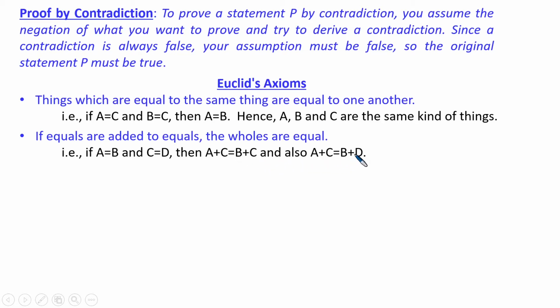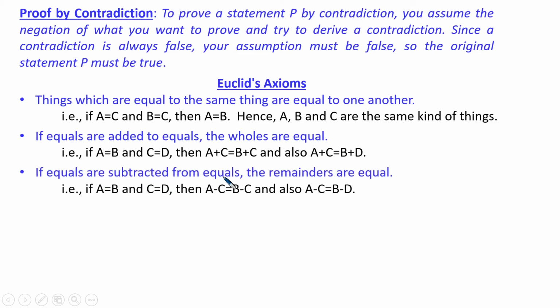And also a plus c is equal to b plus d, or a plus d is equal to b plus d, because these are all equal. Because d is equal to c, and c is equal to d. Then if equals are subtracted from equals, the remainders are equals.